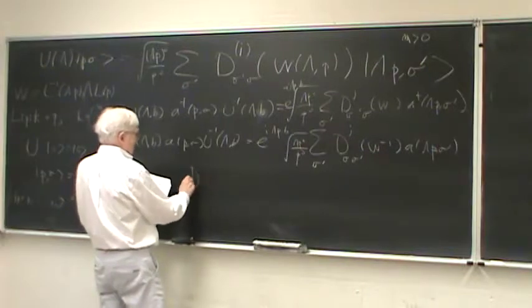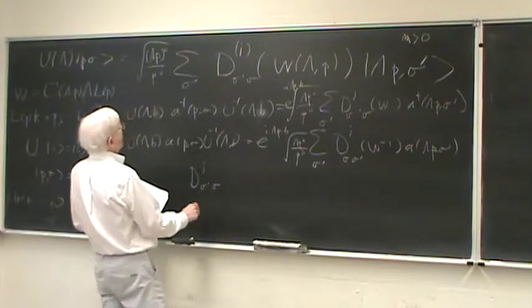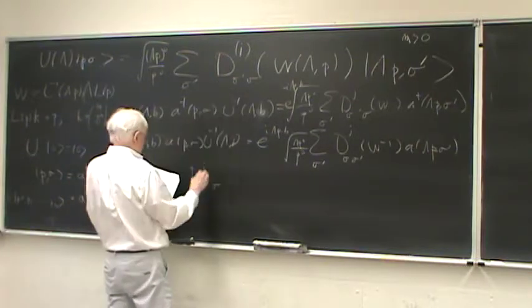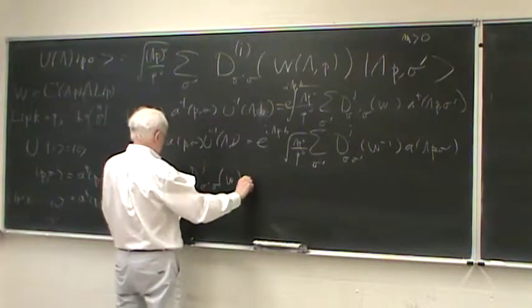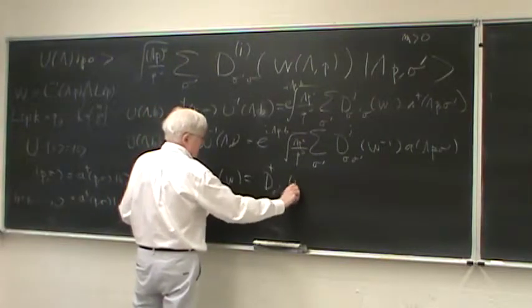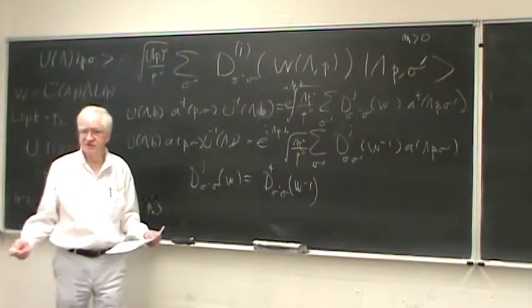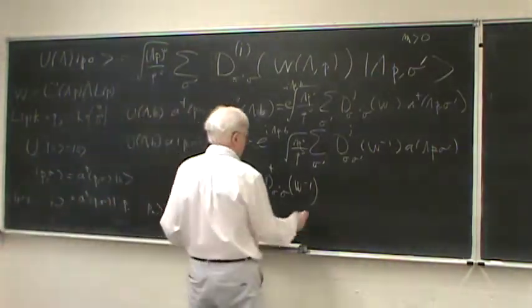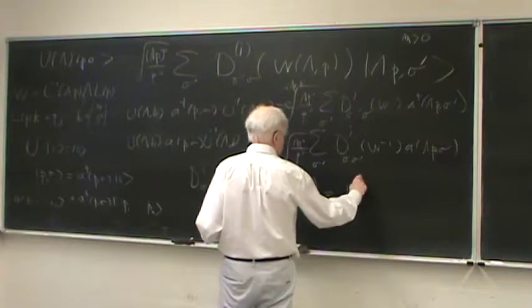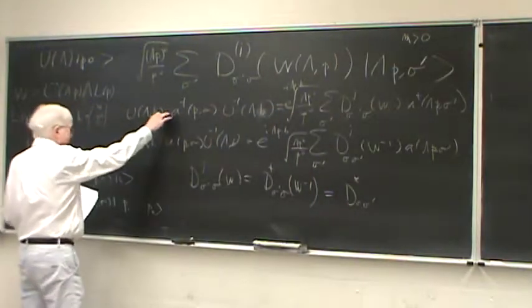The first thing is we have D_j(σ'σ), and that comes from this. But then we say that D_j(σ'σ) of W is D adjoint(σσ') of W inverse, because the adjoint represents the inverse matrix. And then the adjoint is nothing but D star of σσ'. So that's the trick on the top line.